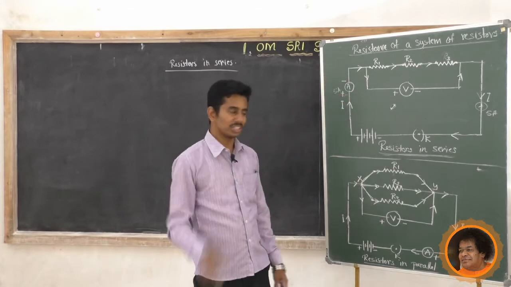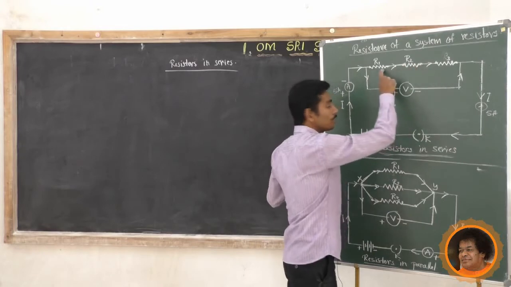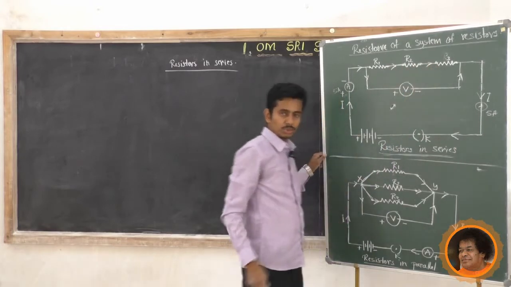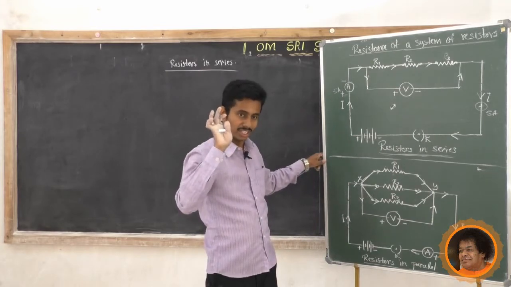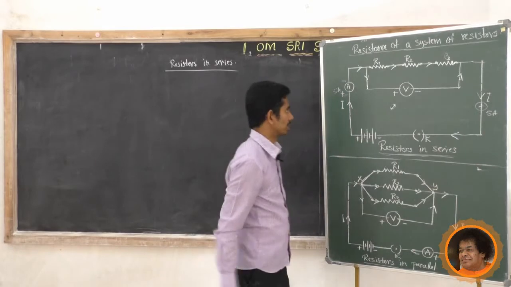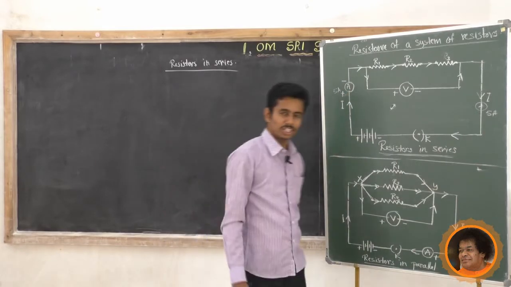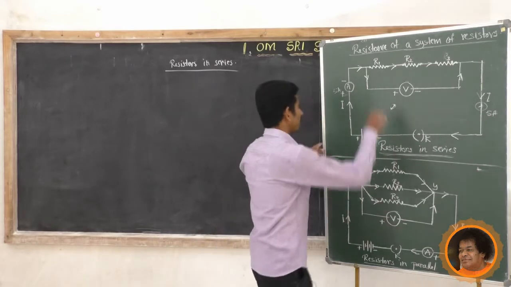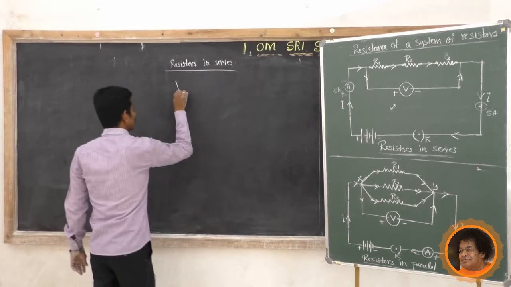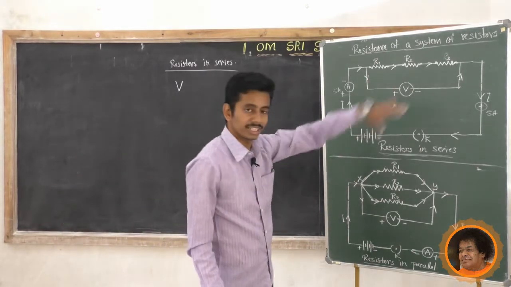Why? What is the reason? Because all resistors are joined end to end, so the flow of electric current is the same in the circuit. What about potential difference? V means the potential difference of the circuit.